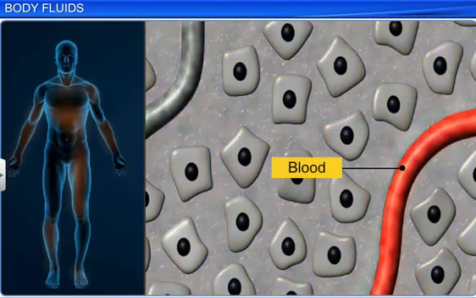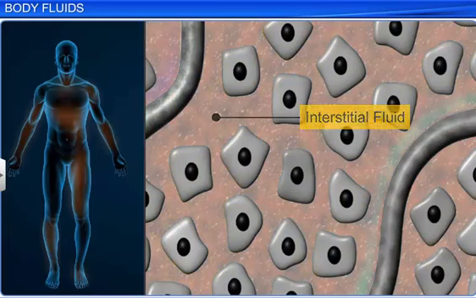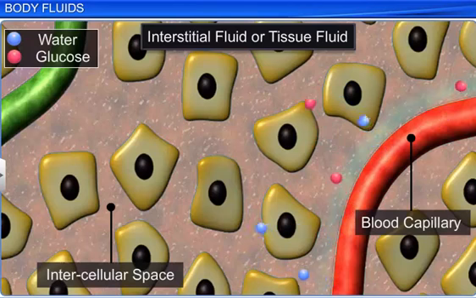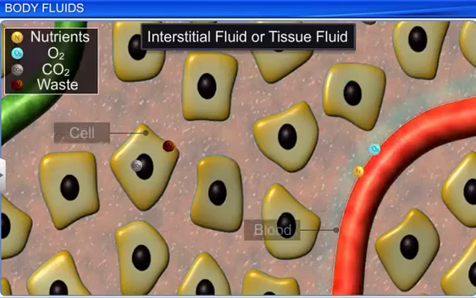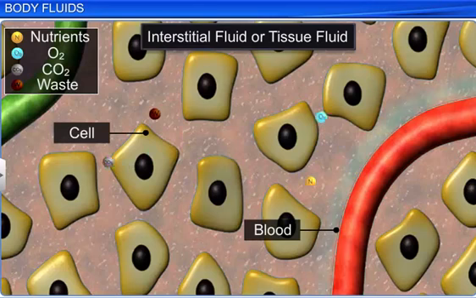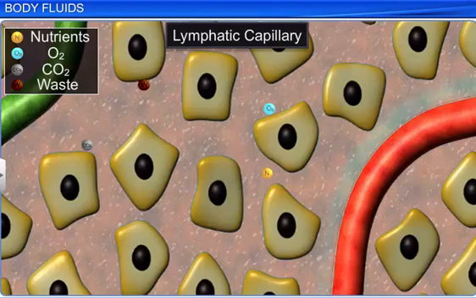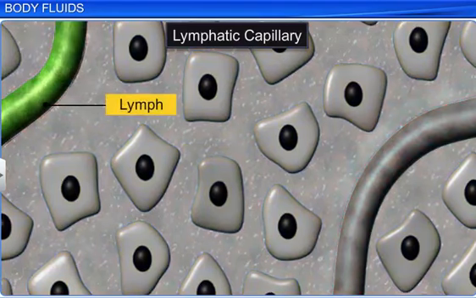Apart from blood, interstitial fluids and lymph are other important body fluids that make up our body. Interstitial fluid or tissue fluid is formed when some quantity of water and water-soluble substances squeeze out from the blood capillaries into the intercellular spaces. Its composition is similar to that of plasma and serves as a medium between blood and cells in the exchange of nutrients, gases, and waste. When this tissue fluid enters the lymphatic capillaries, it is called lymph.